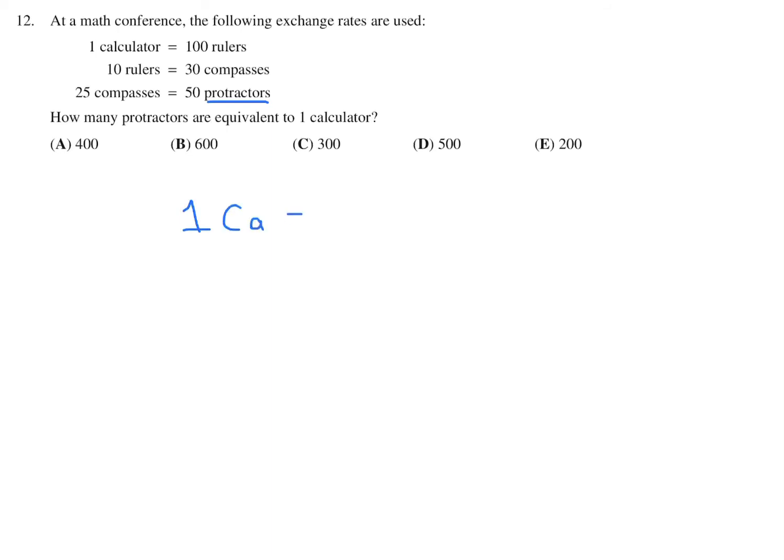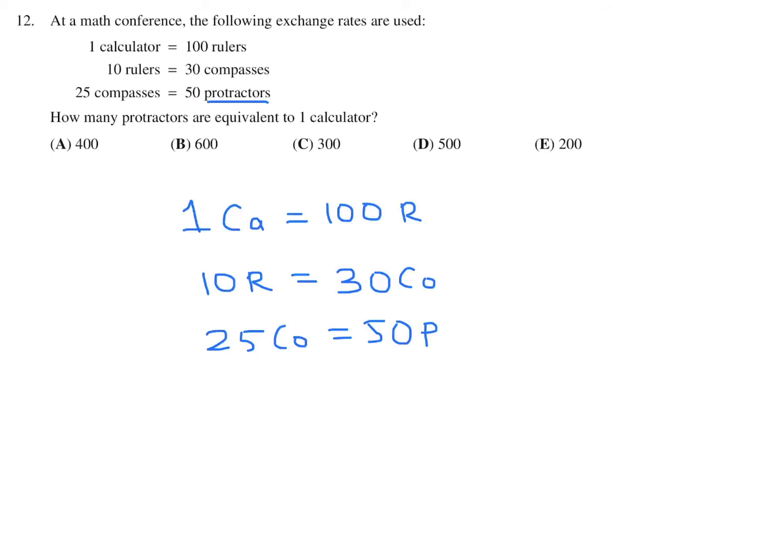So I will write out these formulas in a way so that we have some variables here. I'll use CA for calculator, R for ruler, and CO for compasses. And what we want to figure out is 1 calculator is how many P. So at the end we'll get a certain answer of P here for one CA. All right, let's keep going.